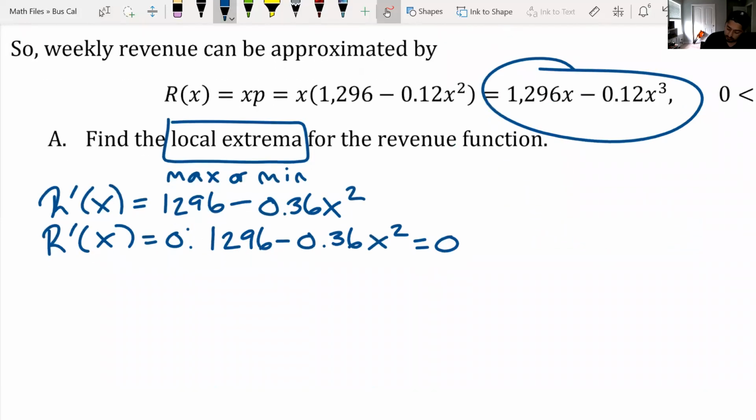And solve. This is going to use the square root method. So all I'm going to do is add 0.36x squared to the right side. And then I want to solve for x, so I'm going to divide by 0.36.